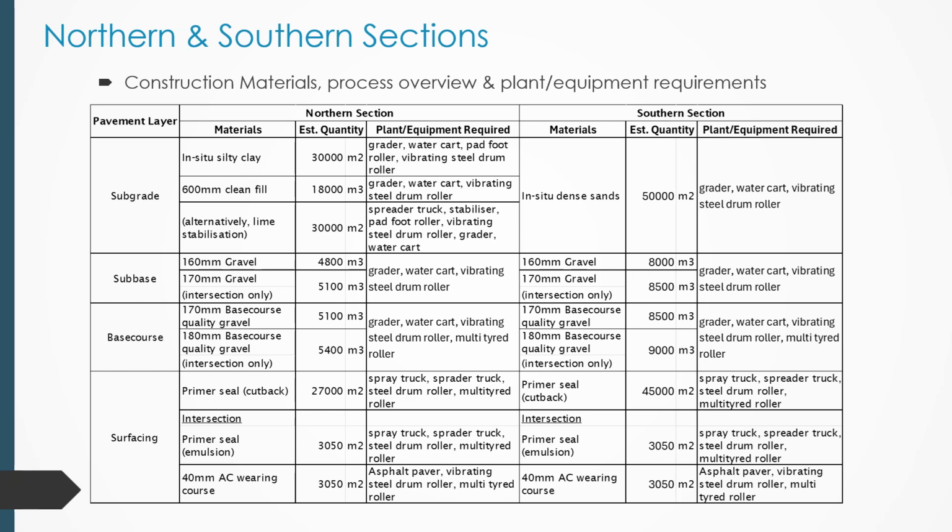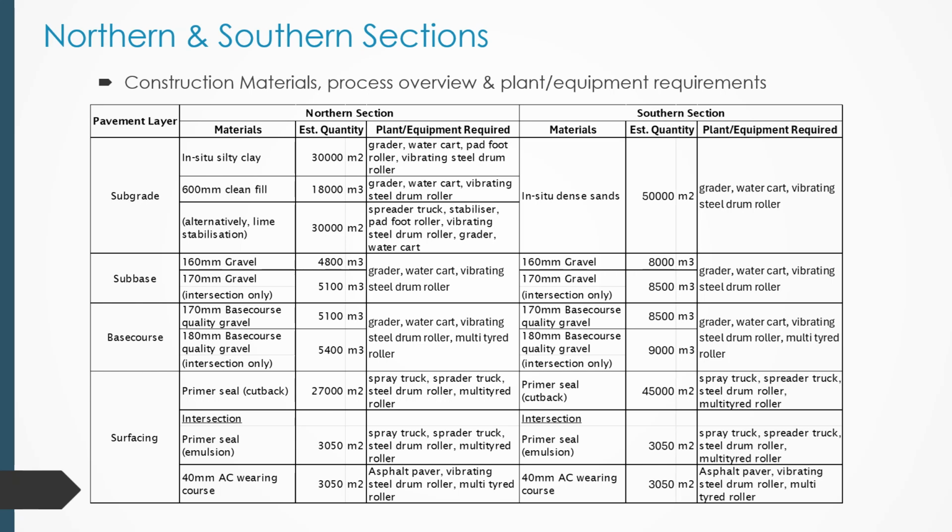Now this table shows a summary of the construction materials, I guess an overview of the process and the plant and equipment involved in both the northern section and southern section pavements. Probably worth noting the sub-base, base course and surfacing in terms of the process and the plant equipment required is similar for both sections. The main differences coming in the subgrade. So the southern section being much more simple in terms of the preparation of the in situ dense sands, requiring simply a grader, water cart and vibrating steel drum roller to prepare in accordance with the specification.